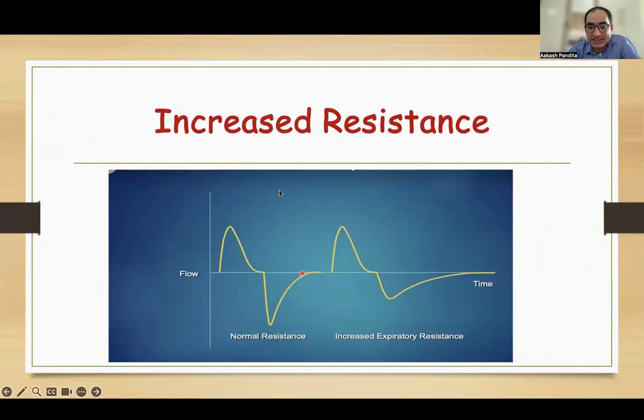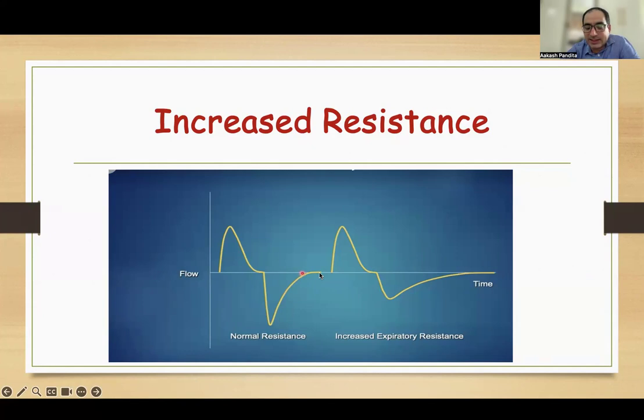Similarly, if there is increased resistance, what will happen? So we see the first graph, this is a normal graph. This inspiration goes to the peak inspiratory flow. Then as the gradient decreases, the flow ceases, comes to the point of zero flow, and then this is expiration. Again, this is the peak expiratory flow. And again, as the gradient decreases, it comes back to the baseline.